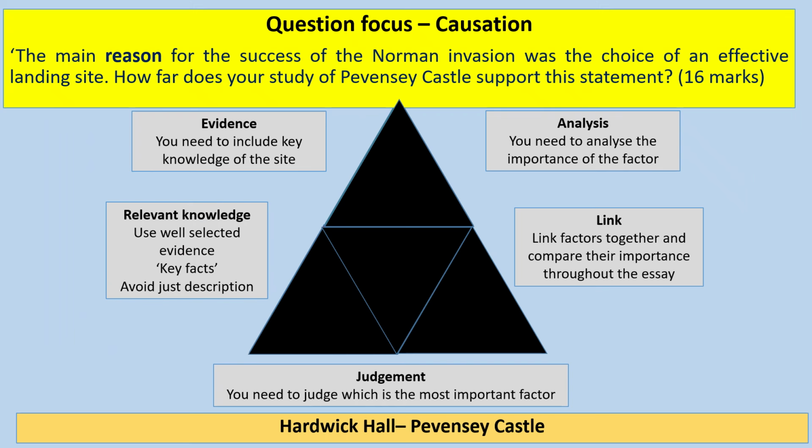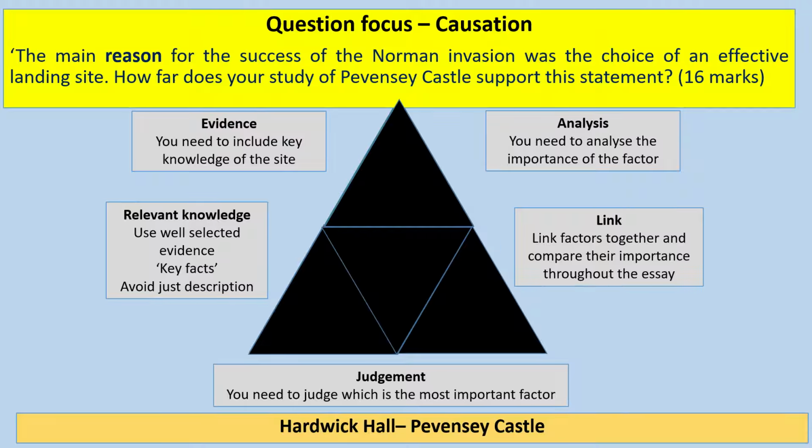So what you need to do for this essay is use some really good relevant knowledge, use well-selected evidence, key facts, avoid just describing. You need to use that evidence of knowledge of the actual historic environment site. So you need to be really focused on Pevensey Castle and the surrounding area because that is part of the historic site environment. You need to analyse the importance of a factor, and then link factors together and compare their importance within your essay, finishing up with a judgment where you judge which is the most important factor.